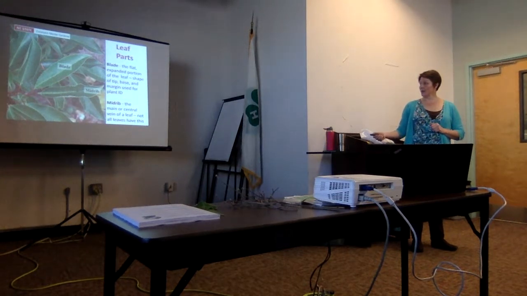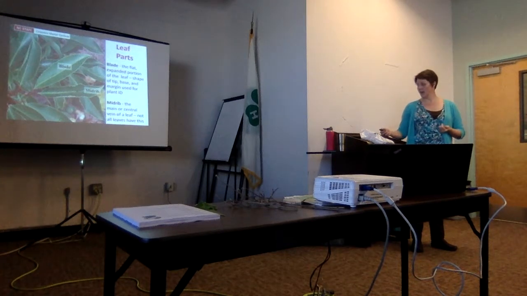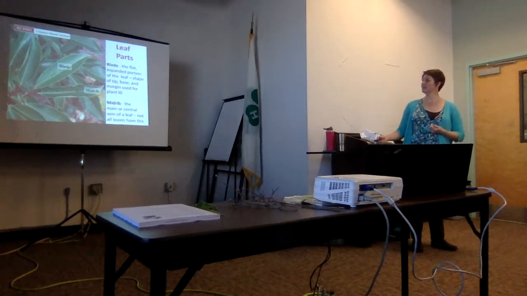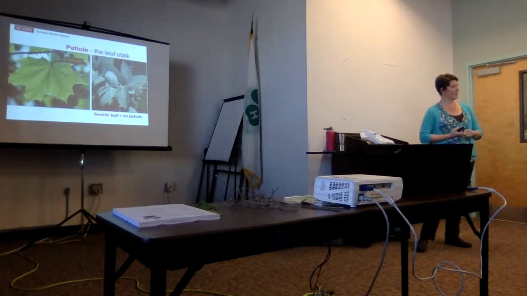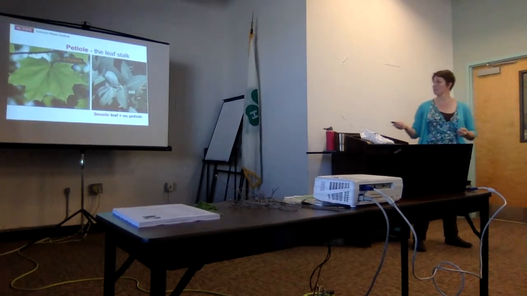But usually we think about the blade, which is the broad part of the leaf, and the midrib. Not every leaf has a solid midrib. Some of them have the more divided midribs. In the monocots, they have the parallel veins. Then we have the petiole. So you'll sometimes see that term petiole, and that's just the leaf stalk. That's the little stem that attaches the leaf to the twig or to the stem.